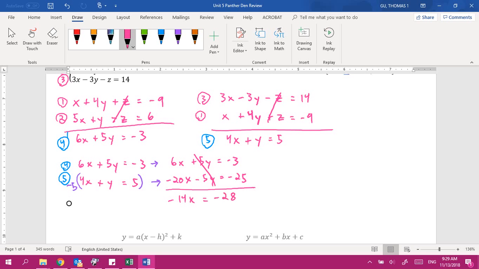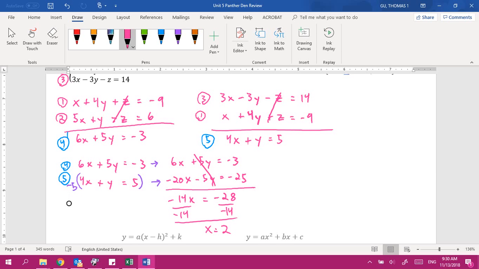And so I can solve for x right there if I do what? Divide by negative 14. And so x equals? 2. That's right, x equals 2. But now, I just found x. Which variable should I be able to find right away? Y. Because look at equation 4 and 5. Those are the equations we just used, right? There's only an x and a y in there. We just found x, so now we should be able to find y.